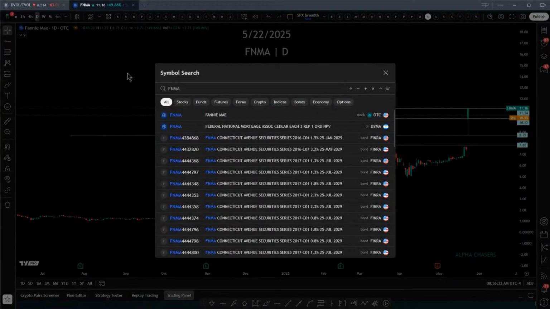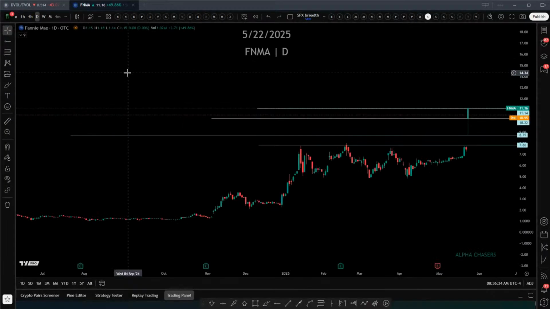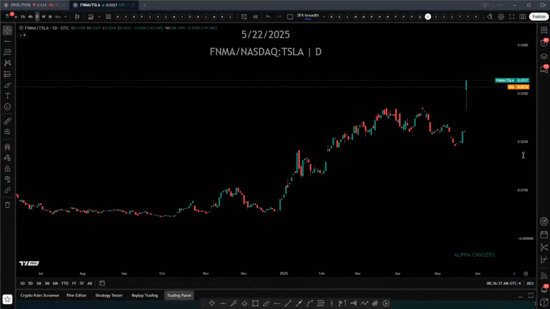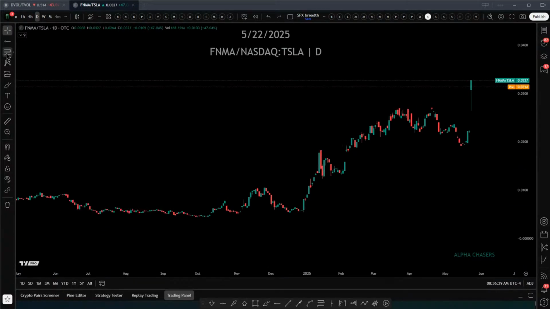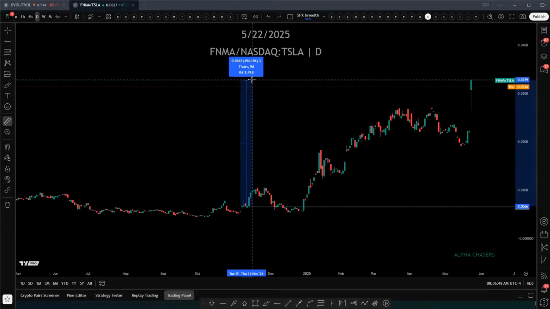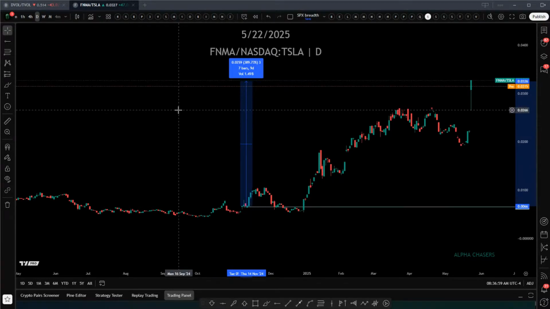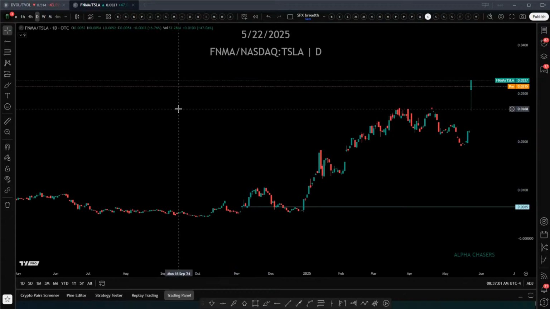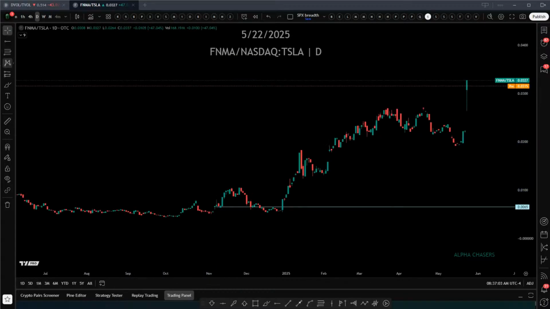Take Fannie Mae and divide the relative performance of Fannie Mae by Tesla. And realize from November on, find where we are. From November on to here, watch this. But wait, there's more. If you bought Fannie Mae and you shorted Tesla, you're up 389%. It's crazy. It's absolutely insane. And I don't think they're going to stop.